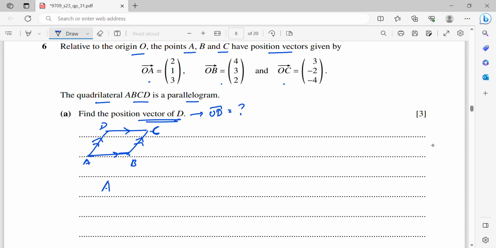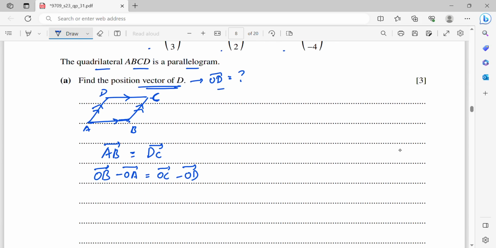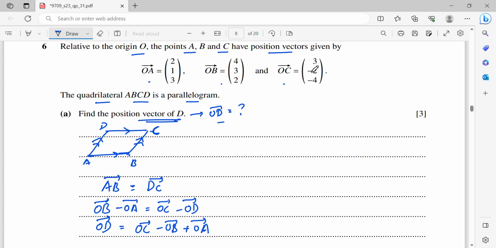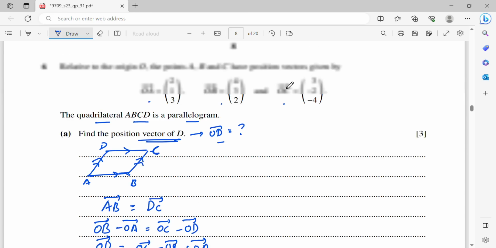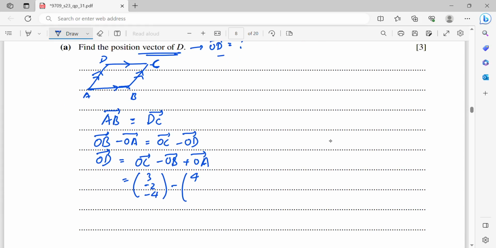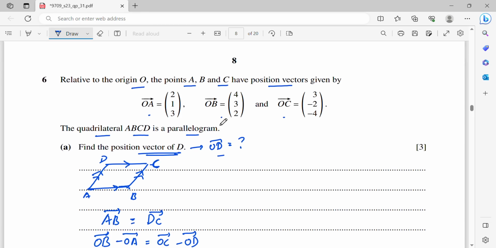Okay, so I will start with vector AB equals to vector DC. So vector AB is found using OB minus OA. Then vector DC can be found using OC minus OD. Okay, now we need to find what is the OD. So get the OD as a subject by moving this negative OD to the left hand side. It becomes positive OD. Therefore, the OB and OA on the left hand side will be moved to the right side. It becomes OC minus OB plus OA. That will be my OD. Okay, so now replace all the three vectors. OC is 3, negative 2, negative 4. Minus OB is 4, 3, 2, plus OA is 2, 1, 3.